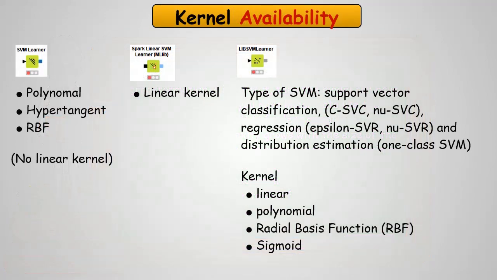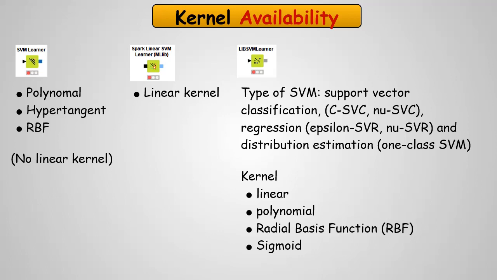Now, different KNIME nodes support different kernel availability. The principal node you're going to use, the SVM Learner, supports a polynomial, hypertangent, and RBF, the radial basis function. RBF is one of the most common, the one I usually start with. But it does not support a linear kernel, so that's not available. However, if you can convert over to Spark, the Spark SVM learner has a linear kernel.